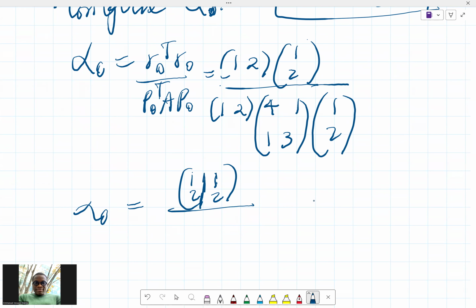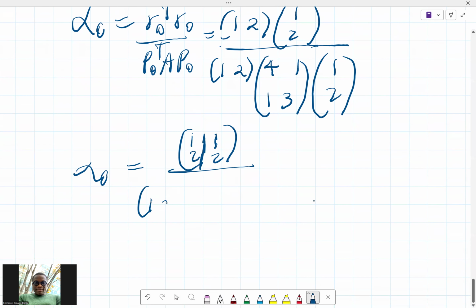1, 2, 1, 2 all over. Then when we come down, we have 1, 2 first. And then here, since we have two rows of this, we have 1, 2, 1, 2. And then we have 4, 1, 1, 3 over that.